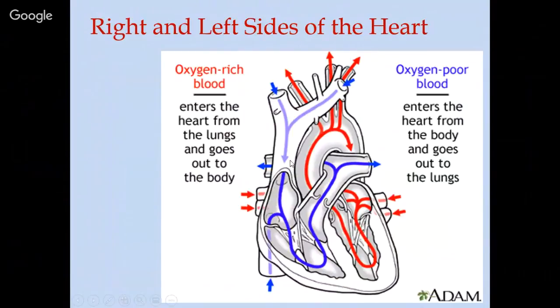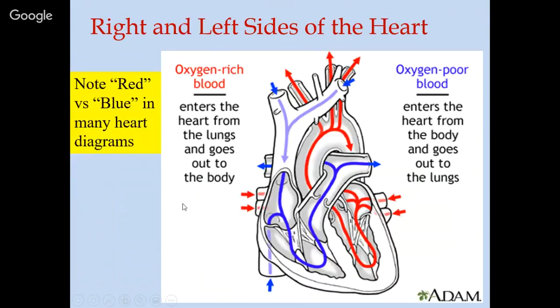It enters the right side of the heart, and then it leaves and goes to the lungs, where it becomes, oh, excuse me, I got it backwards. I'm sorry. Oxygen-rich blood enters the heart from the lungs. Oxygen-poor blood enters from the body and goes to the lungs. Red versus blue in many diagrams.